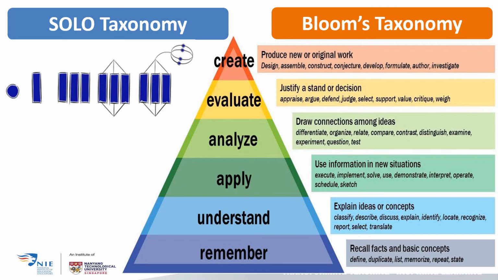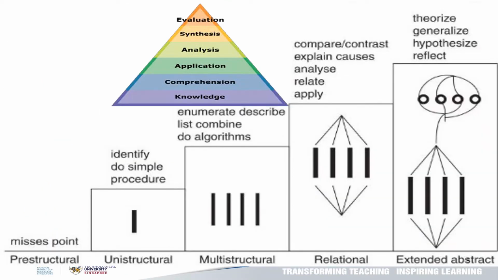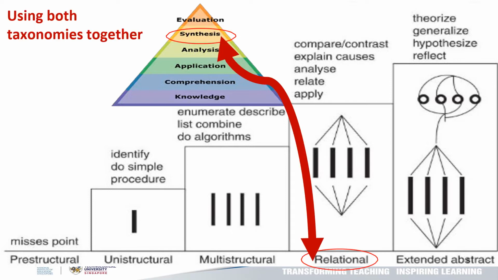The SOLO taxonomy is not meant as a replacement for Bloom's taxonomy. Clearly, there is room for both taxonomies to be used together to some extent for students' benefit. Let's think about how these two taxonomies are linked. Would you agree that one of the most direct ways of using both taxonomies is to understand the relational level of learning in the SOLO taxonomy as the direct equivalent of the synthesis objective in Bloom's taxonomy?